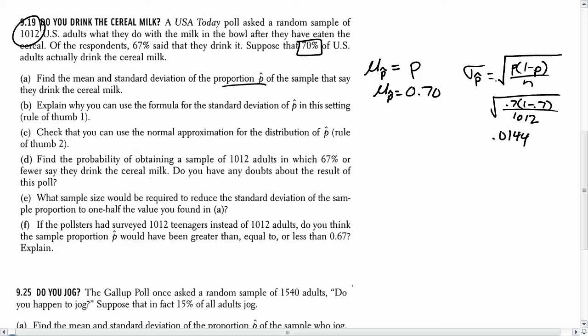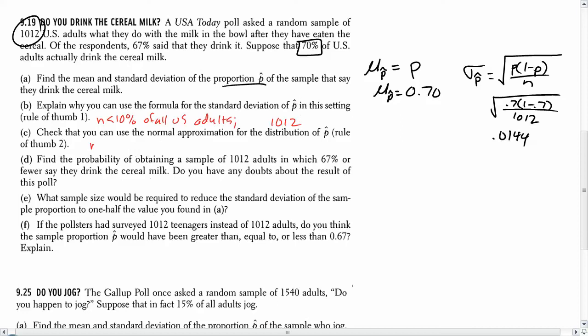Explain why you can use the formula for standard deviation of p hat in this setting. And the book calls it rule of thumb number 1. Okay, this is where we need more than 10 successes and also more than 10 failures. Actually, sorry, that one's for the second one. Okay, this one is where we need n to be less than 10% of all U.S. adults. Okay, so is 1,012 less than 10% of all U.S. adults? Absolutely. Okay, again, what you can do is multiply it by 10 and see if that's smaller than the entire population.